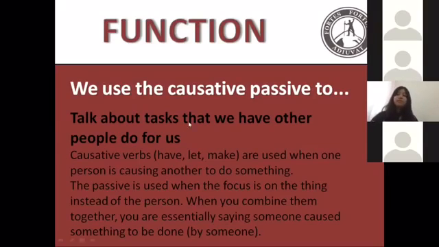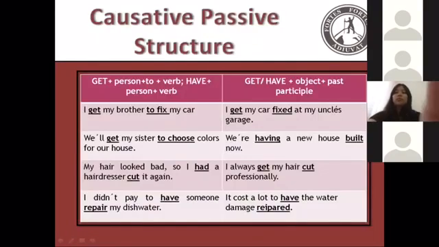Causative verbs like have, let, and make are used when one person is causing another to do something. The passive is used when we focus on the object, as we looked at last week. When you combine them together, you are saying that someone caused something to be done by somebody else. So here's a little look at the structure. Some people don't know how to fix a car, like me, so I would have to have somebody else fix the car for me. I get my brother to fix my car. Sometimes you get your sister to choose the colours to paint the house.